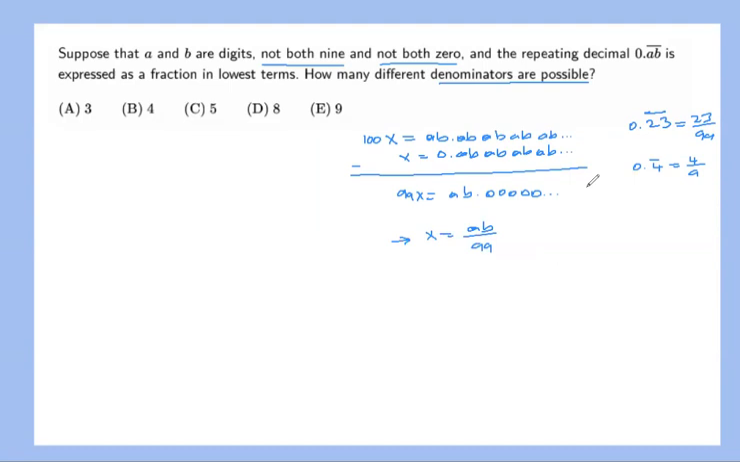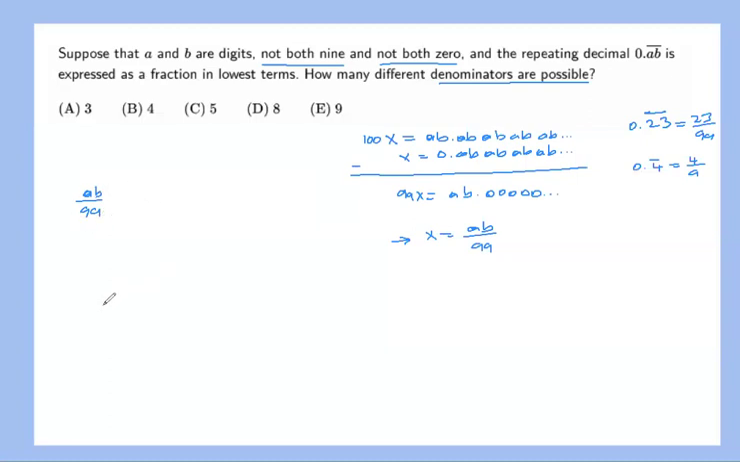But anyway, let's move on. For our question, AB divided by 99, this is what we are trying to find. Since we are told both A and B can't be 9, because if both are 9, 99 over 99 would be equal to 1.